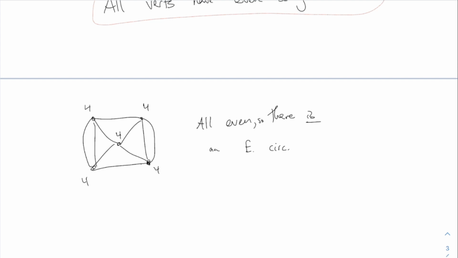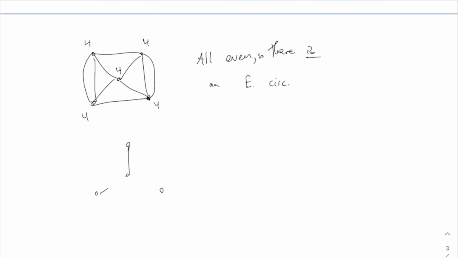What about that other example that I drew? Now we will be able to see. What are the degrees here? Can anybody say what's the degree of the one on the top? Show me the fingers. They're showing me 3. Yeah, the degree on top is 3. And actually they're all 3 in this example, right? So these are not all even. So there is no Euler circuit.